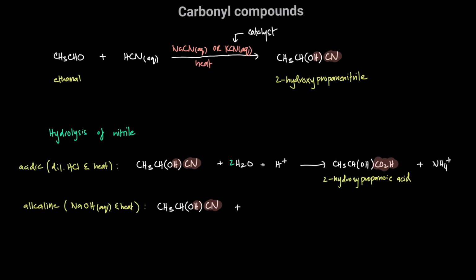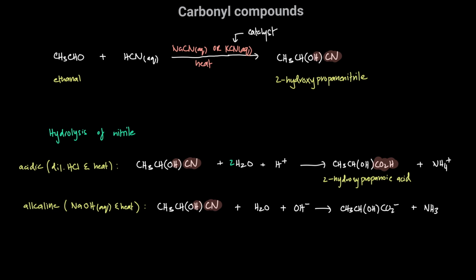So we get this reacting with H2O in the presence of hydroxide ions, and we get CH3CHOHCO2 minus. If you wrote NaOH, you can write Na plus over here. So we get the salt of the carboxylic acid, because it's an alkaline solution and the carboxylic acid ends up being neutralized. So it loses this H plus, and we end up getting CH3CHOHCO2 minus, and we get ammonia.